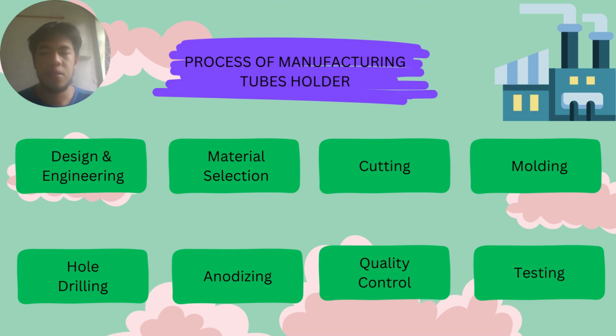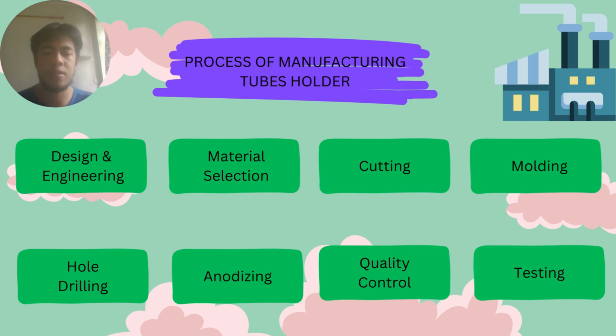For the manufacturing of a tube holder, first, design and engineering. Create a detailed design of the tube holder considering factors such as size, shape, material specification, and compatibility with the binocular structure. For the material selection, choose an appropriate material for the tube holder based on factors like strength, weight, and durability. For the cutting, use a cutting process to shape the material into the initial form of the tube holder.